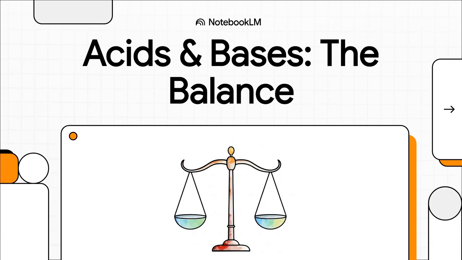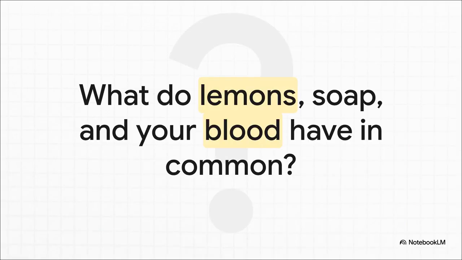All right, let's talk about something that's happening all around us and inside of us, literally every second of the day. Acids and bases. It's this invisible chemistry that's constantly keeping our world and our bodies in perfect balance. So, let's start with a kind of weird question. What on earth do lemons, soap, and your own blood have in common? I mean, they seem totally unrelated, right? Well, the answer is that they all play a part in this world of acids and bases.